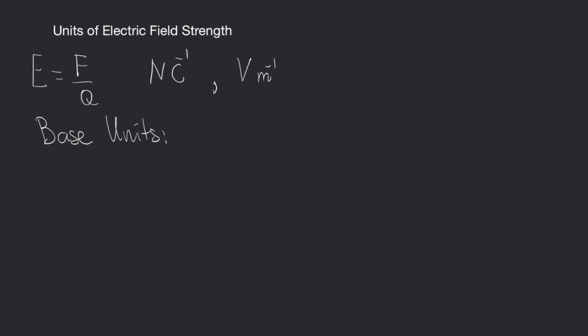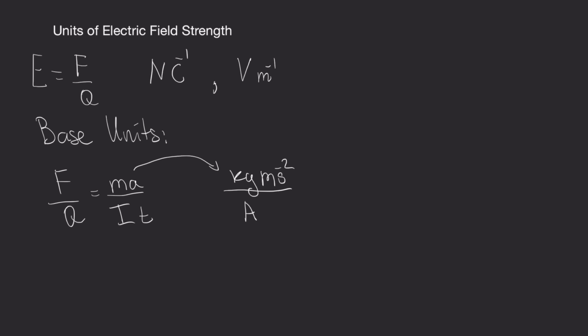Well, because force per unit charge can also be expressed as mass times acceleration divided by charge, which is just current multiplied by time, we could say, well, the units of mass are kilograms, the units of acceleration are meters per second squared, the amp is a base unit, and the second is also a base unit. So what we're going to get is kilograms meters s to the power of minus 2 divided by s is going to give me s to the power of minus 3. And we also have A to the power of minus 1, which is the base unit of electric field strength.